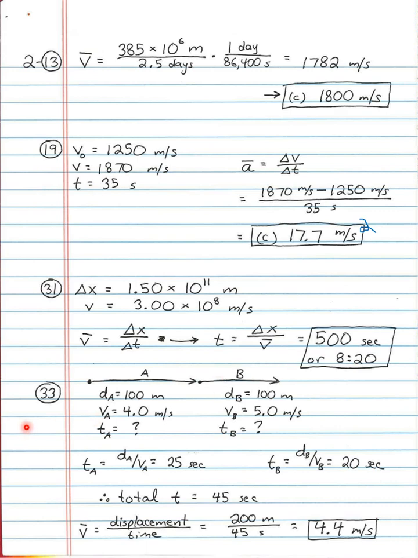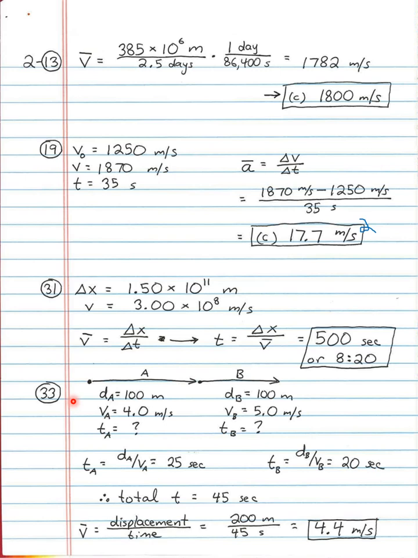For number 33, if you run 4 meters per second for 100 meters, then at 5 meters per second for another 100 meters, what is your average speed? If you go to the bottom of the page here where my marker is, you can see average speed is displacement over time, how far you go divided by the time. As we begin this problem, we're not quite ready with that information. We have to do some things to figure those out. So let's go to the top.